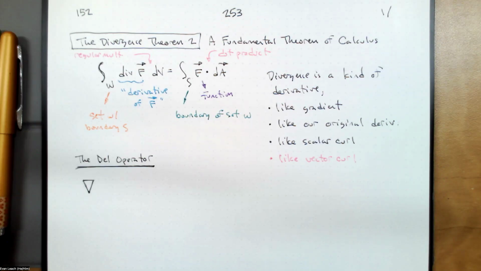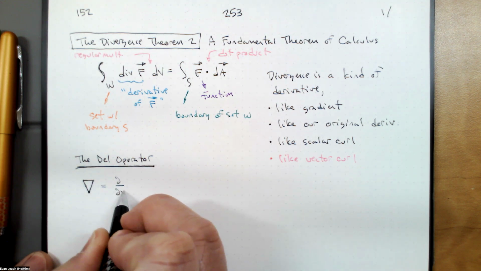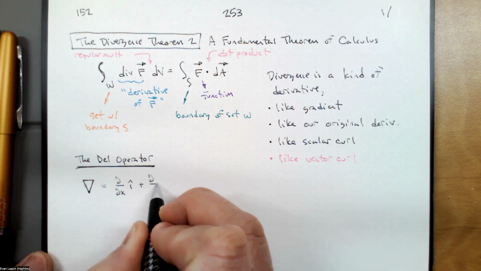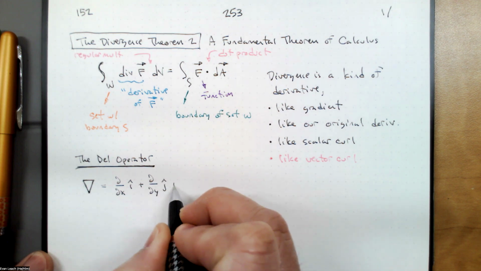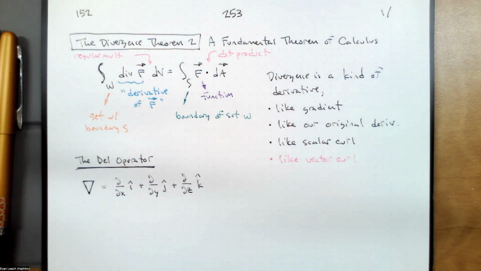So the del operator is a vector operator. It's not just a vector sitting in space, it's a vector operator. It tells you to do a thing. It tells you to do this thing in particular. Partial with respect to x in the i direction, the partial with respect to y in the j direction, and the partial with respect to z in the k direction. So the del operator looks like a vector, but instead of having some kind of function, we have these partial derivative operations.